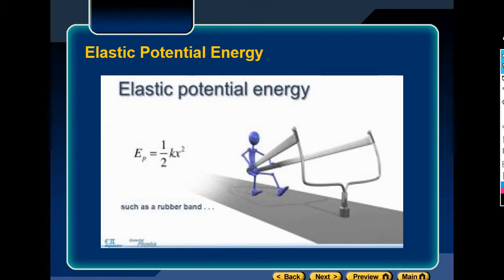Today we'll talk about potential energy also, but today we have another form of potential energy. As I told you before, we have different forms of potential energy. The energy we have today is called elastic potential energy.